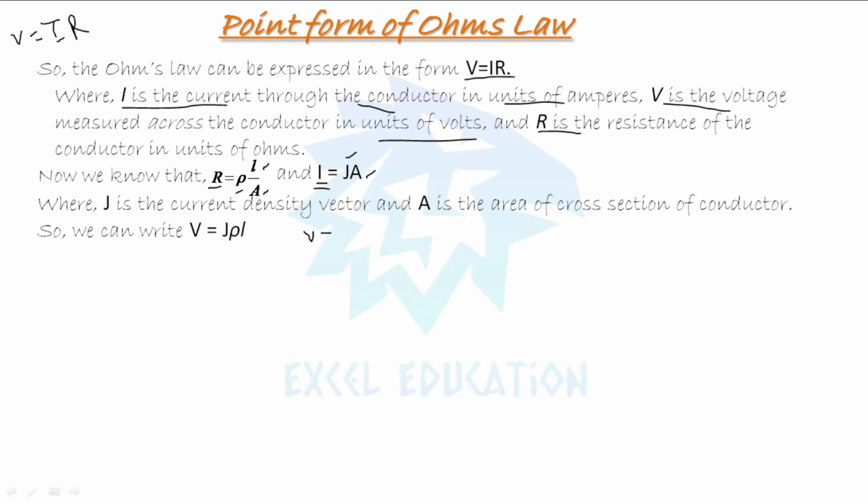We can write V equals J rho L, because V is equal to IR. Now what is I? I is equal to J vector A vector. And what is R? R is equal to rho L by A. So rho into L by A, and A and A will cancel out. So we will be left with J rho L. So V will be equal to J rho L.